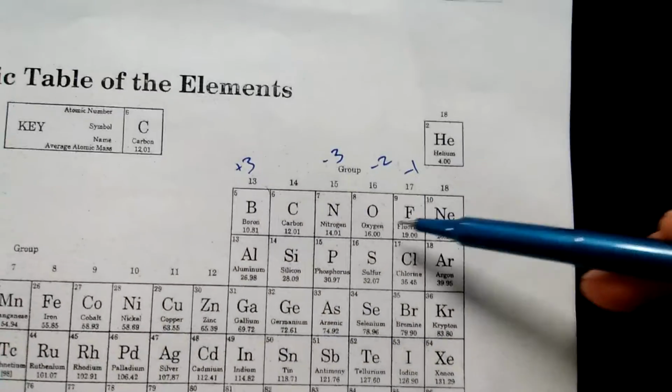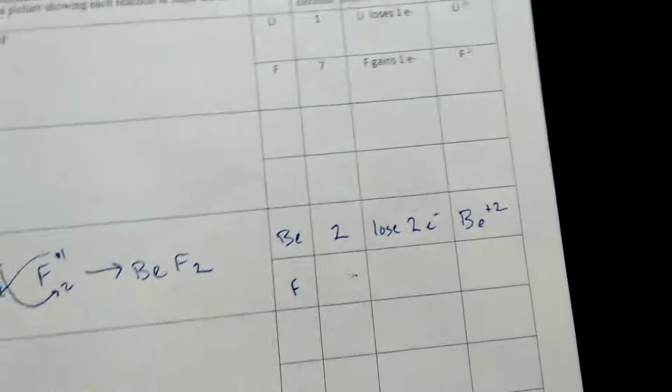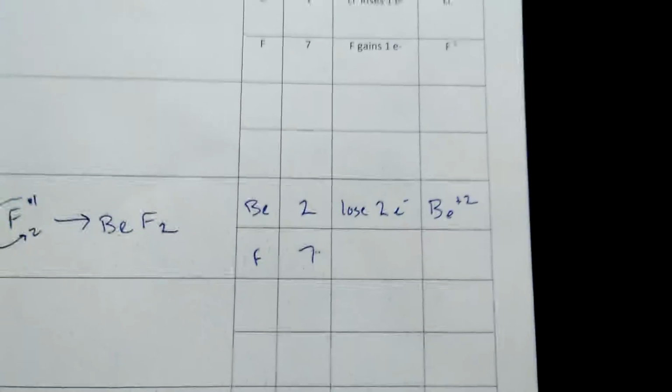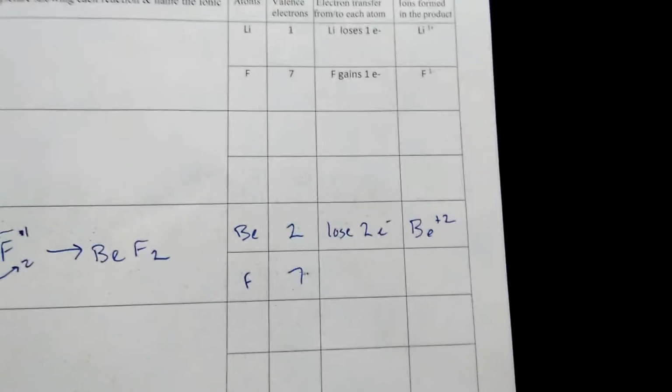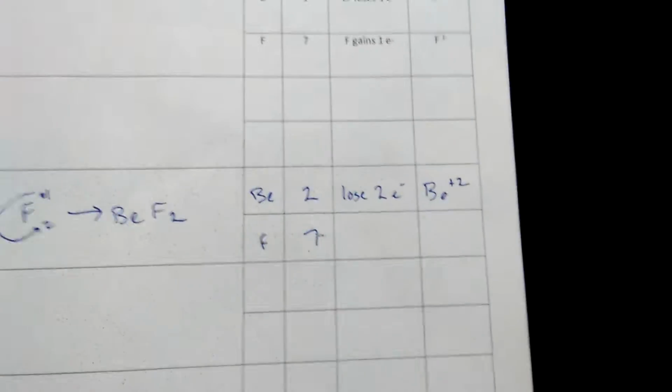Let's do fluorine. There's fluorine. Group 17. 7 valence electrons. It's a nonmetal. There's 2 ways we know it's a nonmetal. 1 is to the right of the metalloids. And 2, it has 5, 6, or 7 valence electrons. If it has 5, 6, or 7 valence electrons, it's a nonmetal.